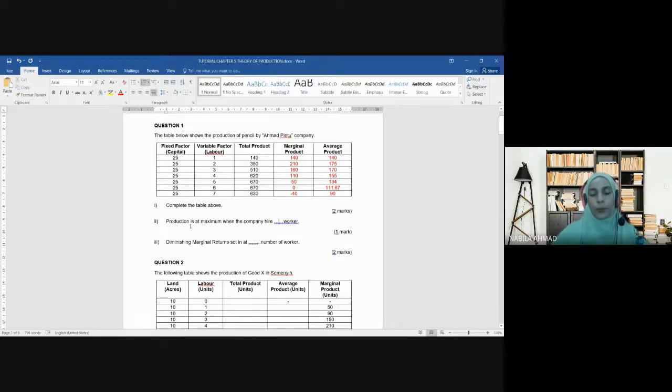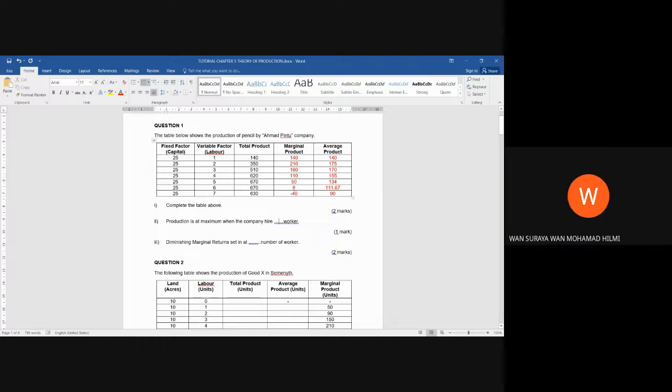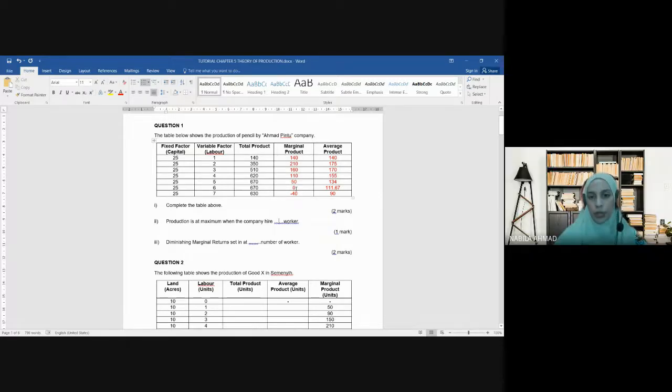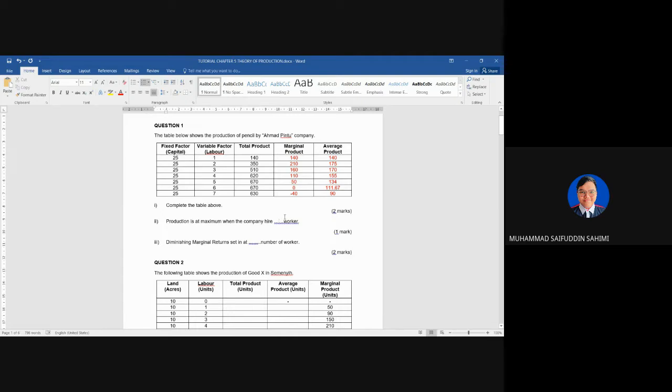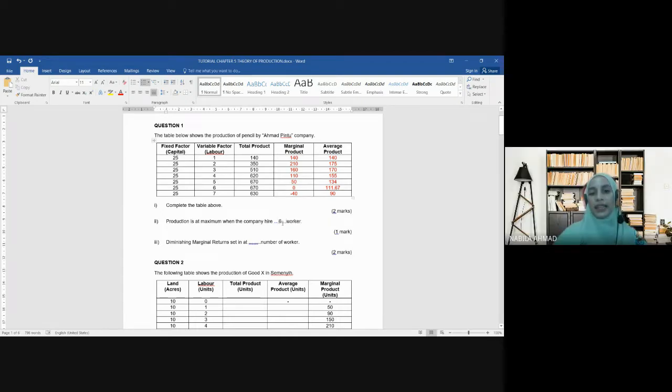Okay, now. Production is at maximum when the company hire. So dia nak tahu, okay, berapakah number of worker bila total product is maximum. Simple lah, kita tengok maximum. So maximum, mana satu nak pilih? 670 yang labor 5 ke labor 6? So kita kena tengok marginal product. Bila marginal product kosong, total product maximum. Situlah maximum point dia. So labor number 6. Jangan ambil 5. 5 salah lah sebab yang itu marginal product belum lagi kosong.